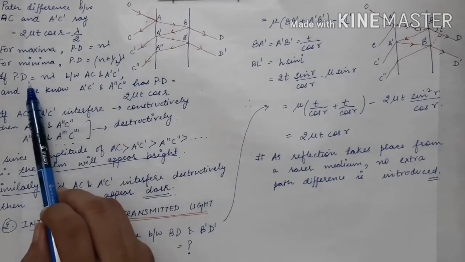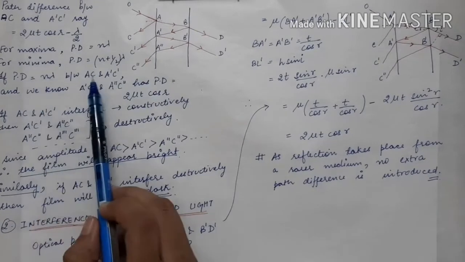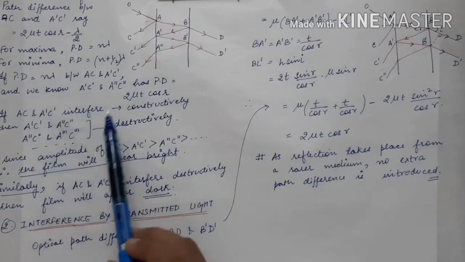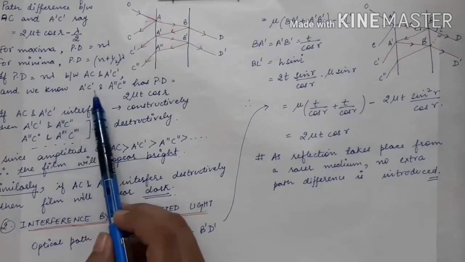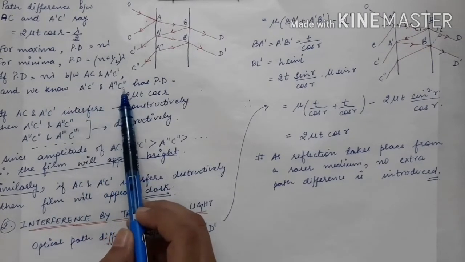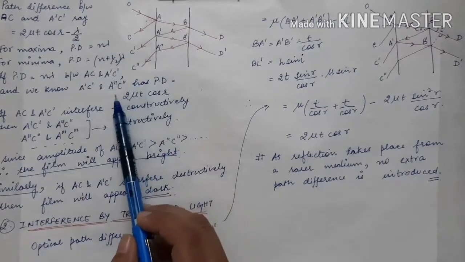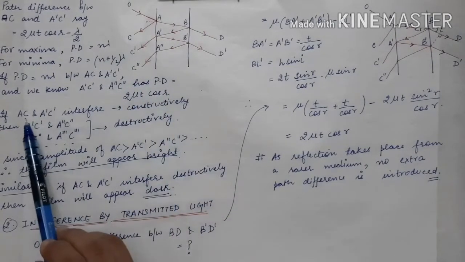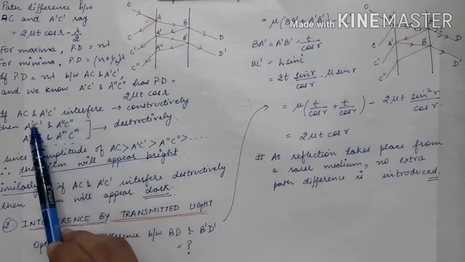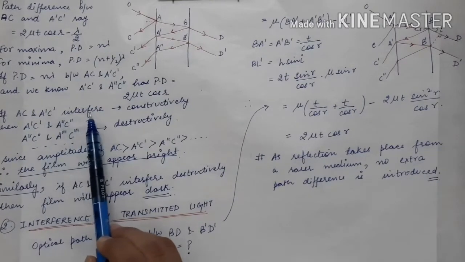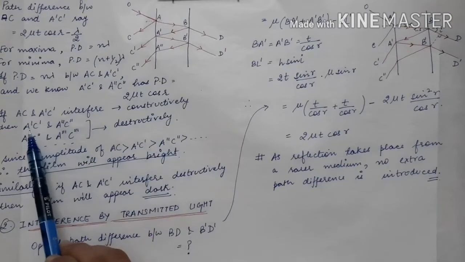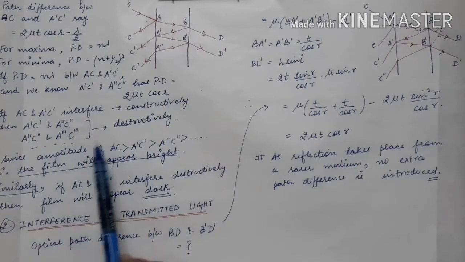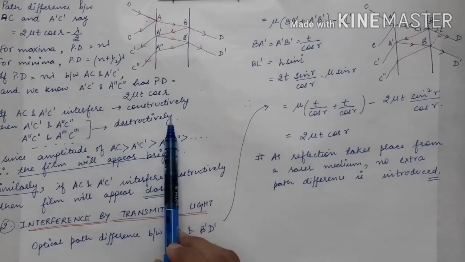So if the path difference between the first two reflected rays, that is AC and A prime C prime, is equal to n lambda, then the path difference between A prime C prime and A double prime, the second and third rays, is equal to 2 mu t cos r. So if AC and A prime C prime, the first and second rays, interfere constructively, then the second and third ray, the third and fourth ray, and so on, all these rays will interfere destructively.